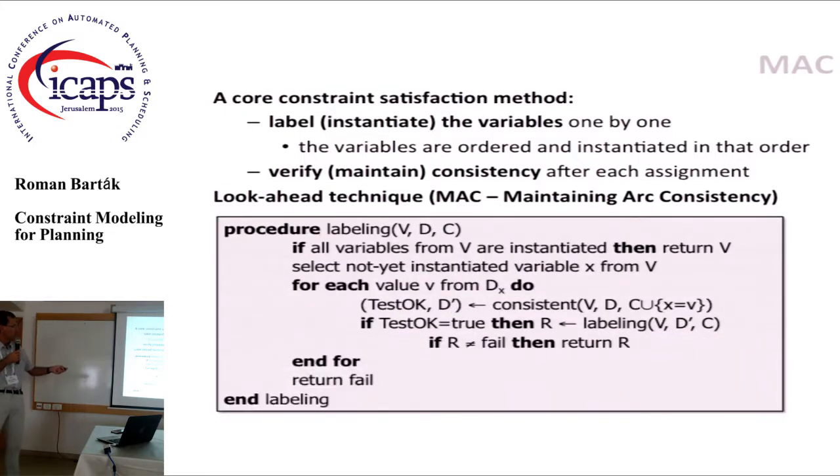The algorithm is very simple. It looks like this. We have a set of variables, domains, and constraints. If all the variables are instantiated, then we are done. Otherwise, we select some not yet instantiated variable, and we try all values for that variable, meaning we assign the value to the variable. We run some consistency procedure. I'll be talking about them in a minute. If everything is consistent, I mean the test is okay, then we continue with the labeling of the remaining variables, and you can see that the domains of the variables can be pruned by the labeling procedure. And if we return some solution, which is not a failure, we have a solution. Otherwise, we just try another value. And if we try all the values, then we return a failure, which means we should backtrack to the previous level.